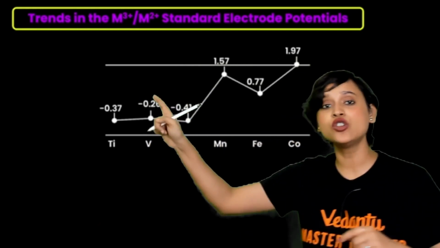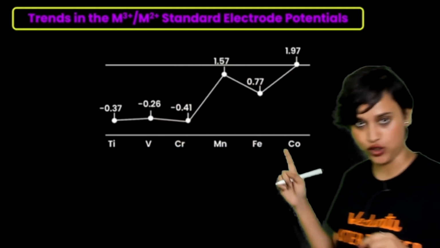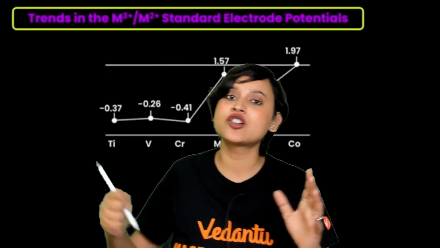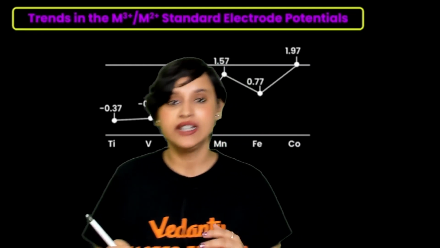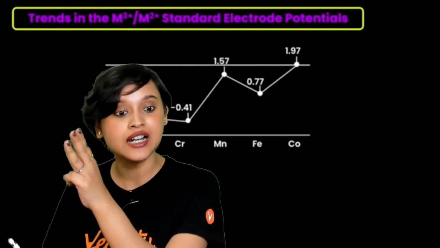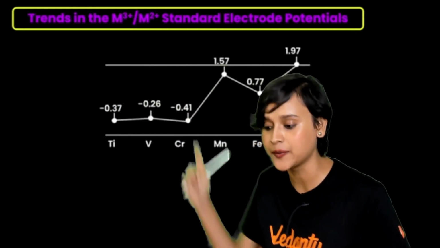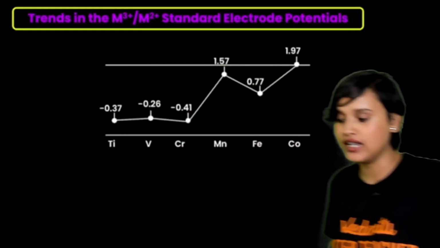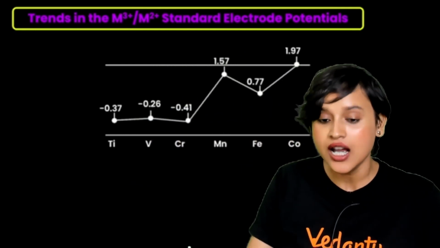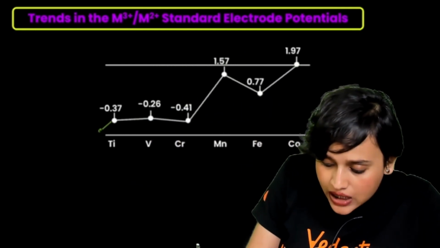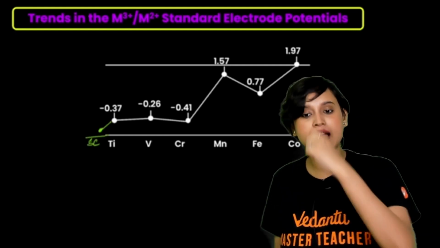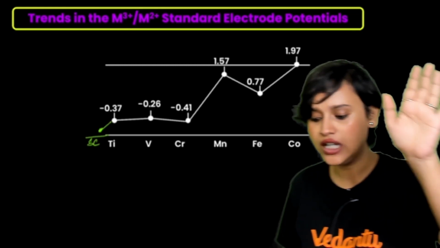Now we are going to take a look at M3+ to M2+. That means if you take away three electrons and then push one electron back, M2+ means only 2 electrons are lost, and 3+ means 3 electrons are lost. What is the trend here? Titanium is here, but scandium will be even lower. Scandium will be somewhere here. Scandium has the lowest E naught.